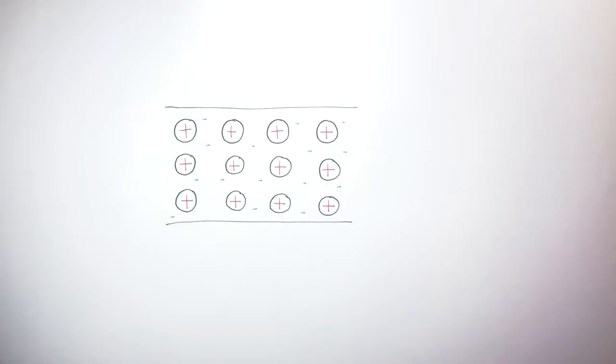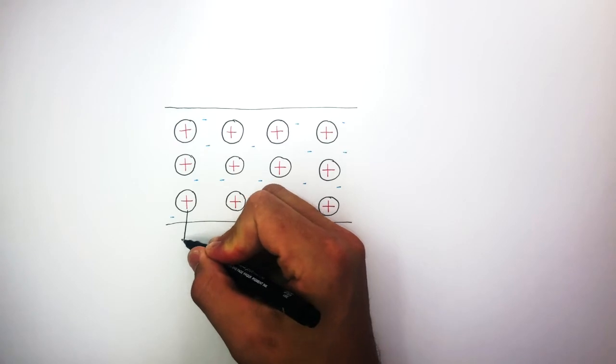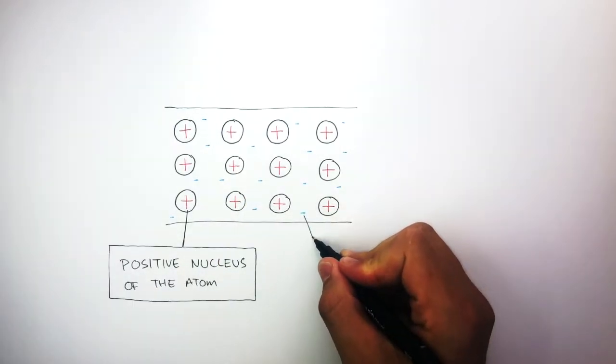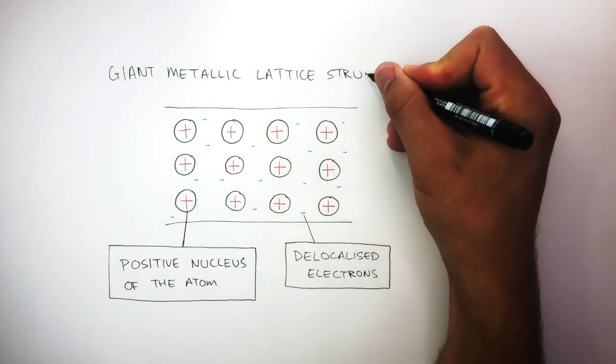This diagram represents a giant metallic lattice structure of metals, where the red crosses and circles represent the positive nucleus of the atom, and the blue dashes represent delocalized electrons, which are the electrons which are free to move throughout the metal. So overall, metals have a giant metallic lattice structure.